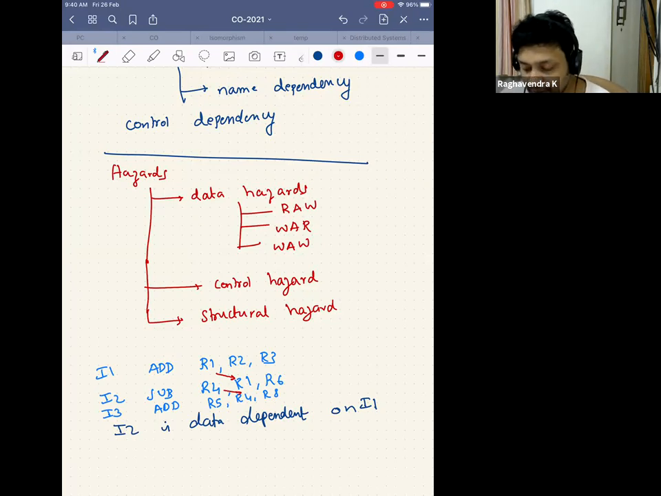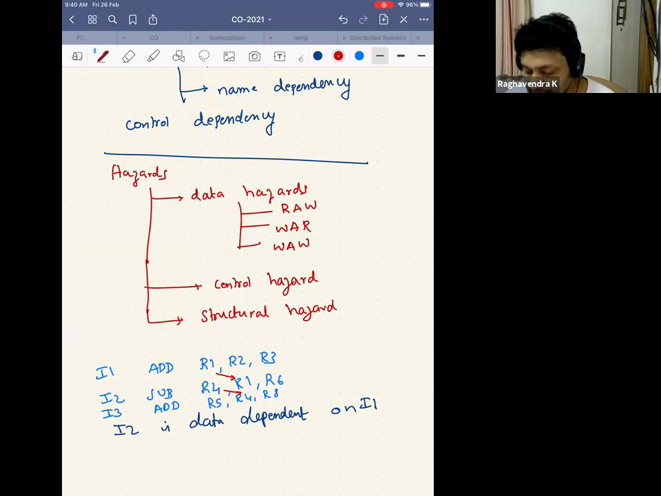So I2 is dependent on I1, I3 is dependent on I2. So these are all a chain of instruction dependencies. So I3 cannot execute before I1 executes because it cannot execute before I2 executes. So I have to wait for at least the values to be known for both I1 and I2 before I can execute an I3 instruction.